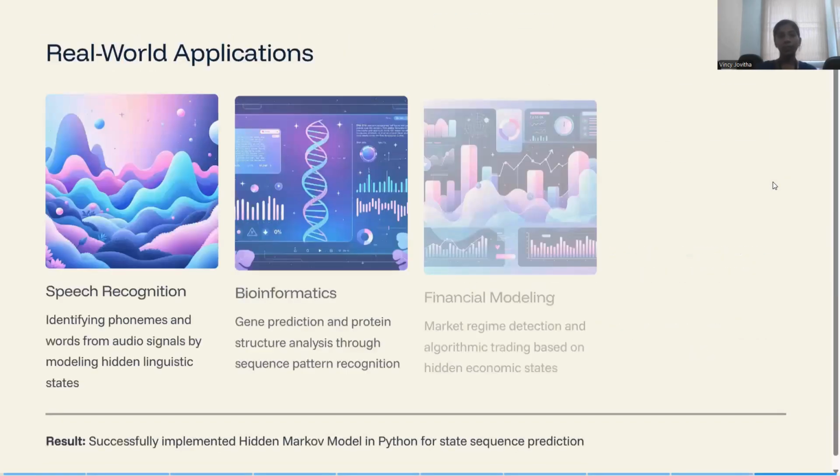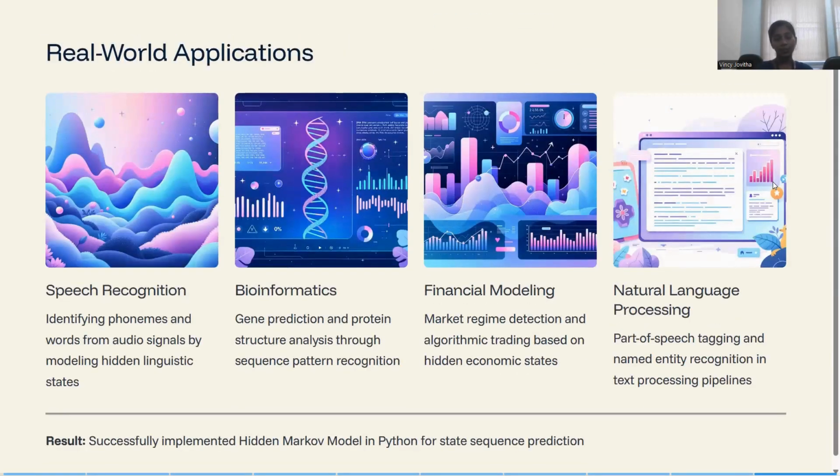So that's it. Looking at the real world applications of HMM models, we use HMM in speech recognition, where it is used to identify phonemes and words from audio signals by modeling hidden linguistic states; bioinformatics, gene prediction and protein structure analysis through sequence pattern recognition; financial modeling, market regime detection and algorithmic trading based on hidden economic states; natural language processing, part of speech tagging and named entity recognition, and text processing pipelines.